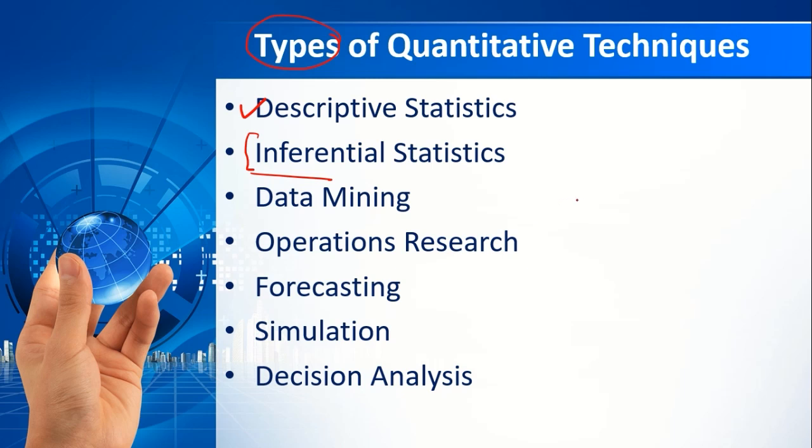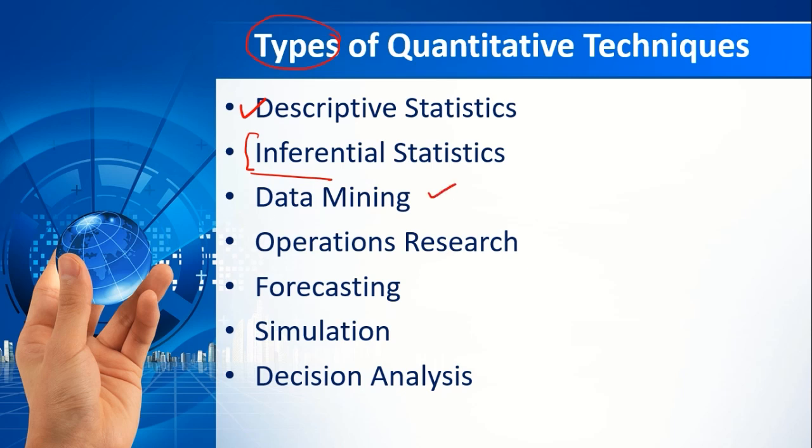We are all well aware that a sample is a part and the population is the entire whole. So sampling is used to give information, or you can say the inference, about the complete population. So inferential statistics is actually doing the same thing.